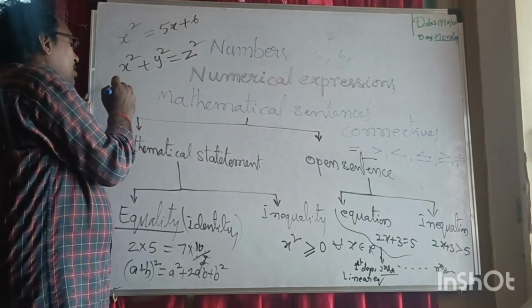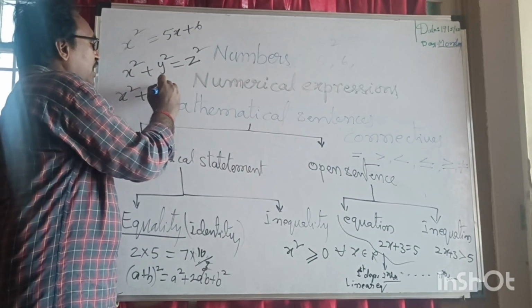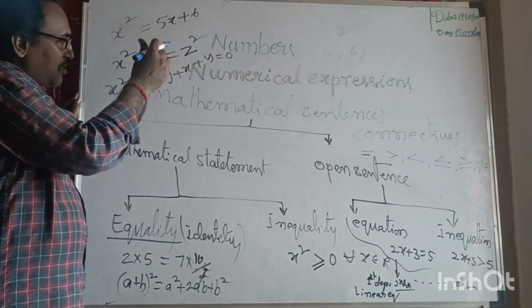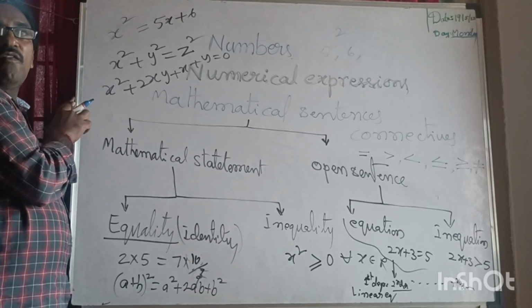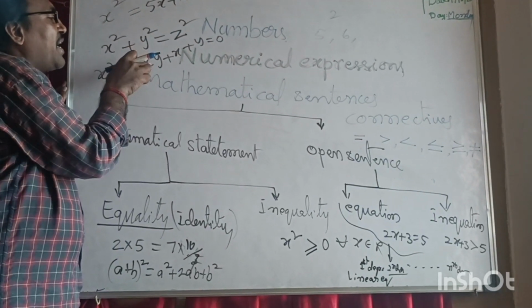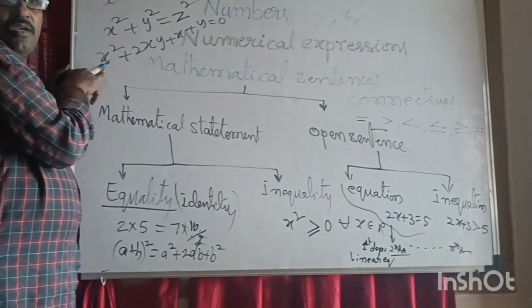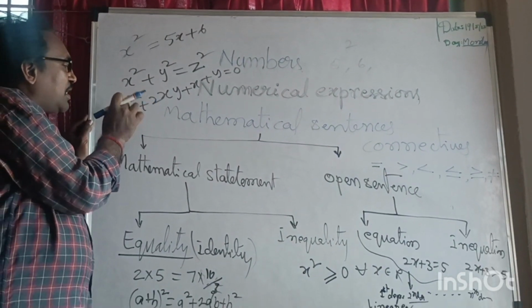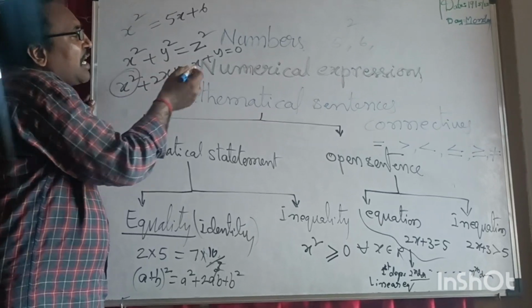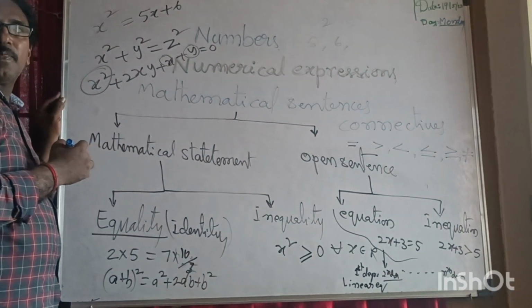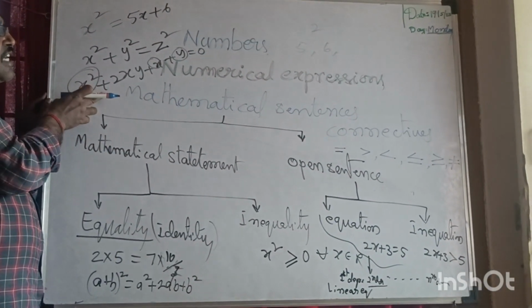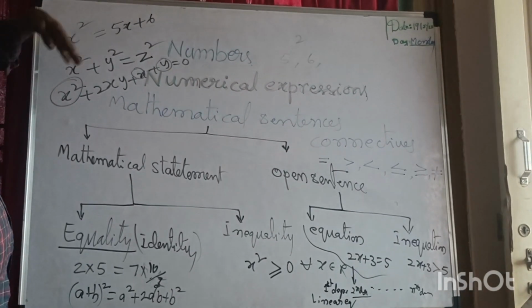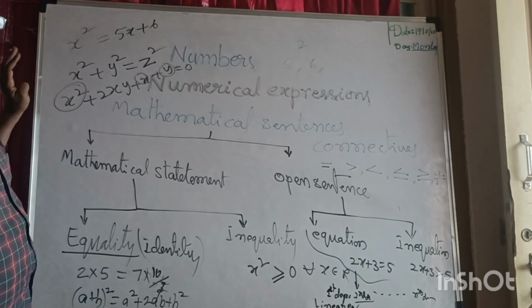x square plus 2xy plus x plus y is equal to 0. This is also a quadratic equation. The highest degree should be 2 only. You should not have third degree or fourth degree terms in that. In a second degree equation you can have first degree terms, no problem, but the highest degree of the expression should be 2 only. However many variables you use, that is called a quadratic equation.